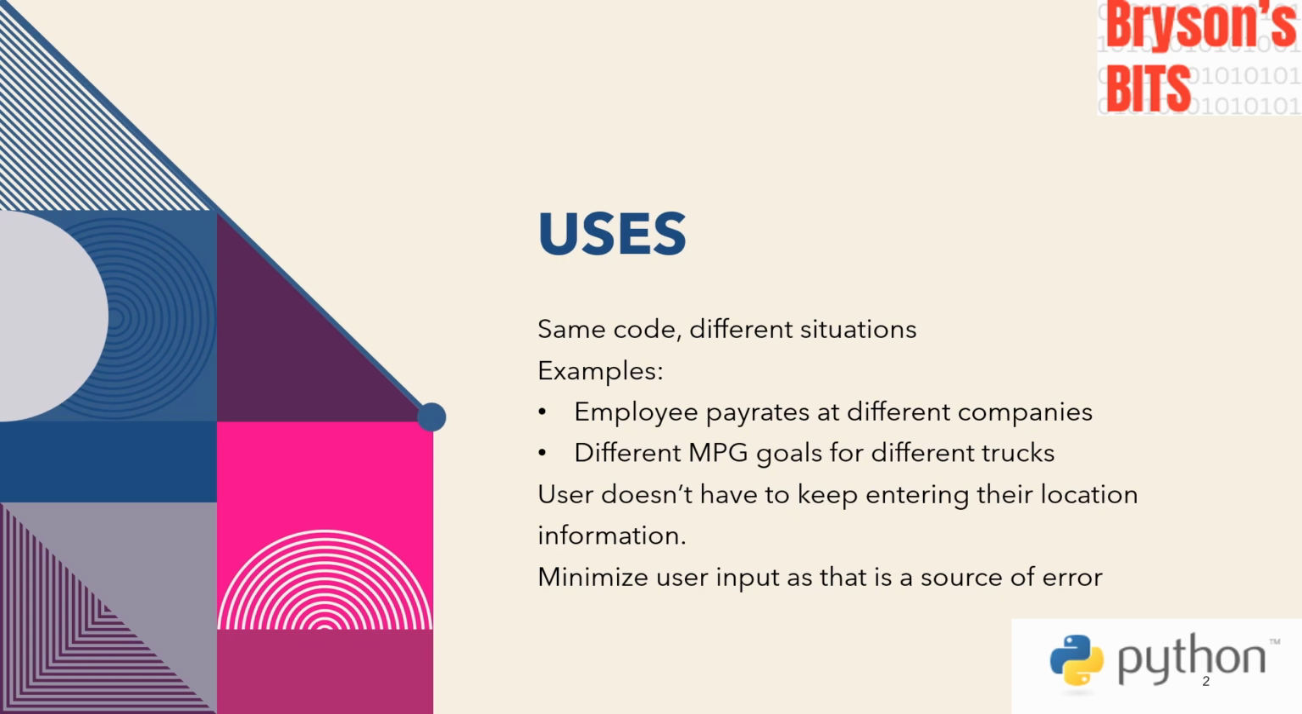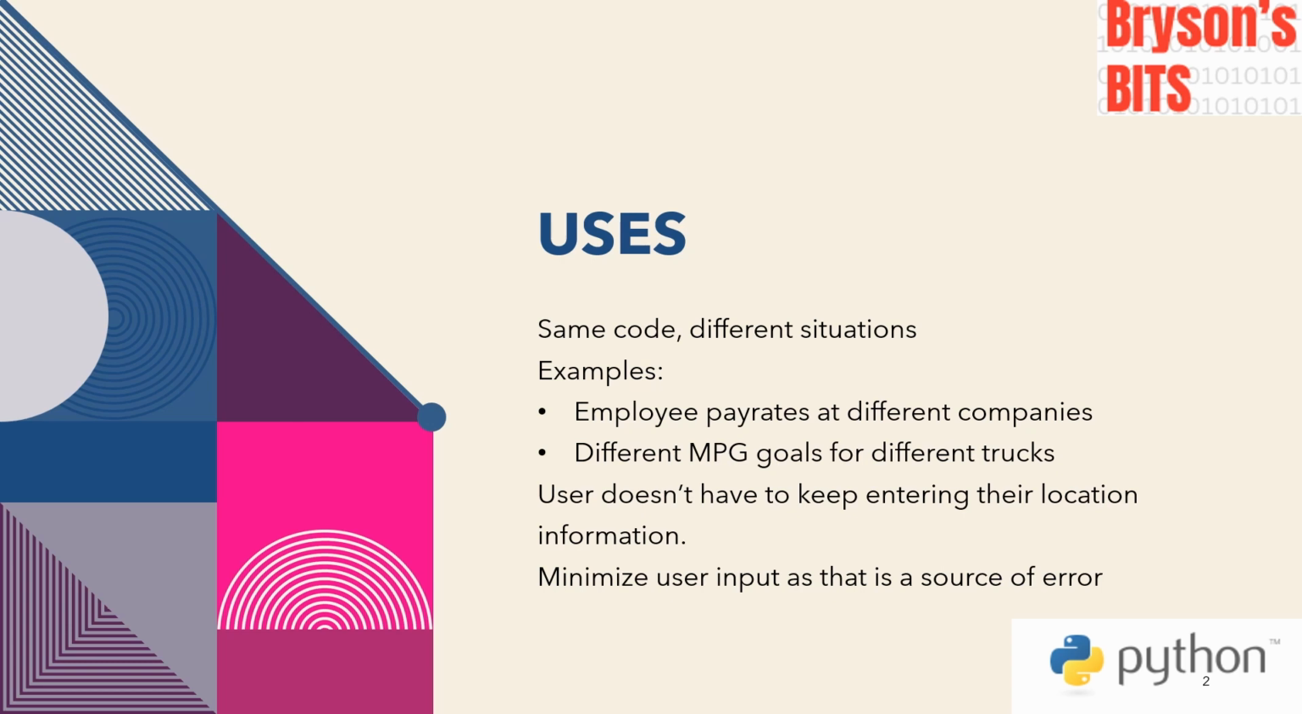Or, for example, you can have different trucking companies, and they can put their miles per gallon goal for their particular company and save that to a configuration file. And this way, the user doesn't have to keep entering their location information every time they run the program. It's being saved to a configuration file.